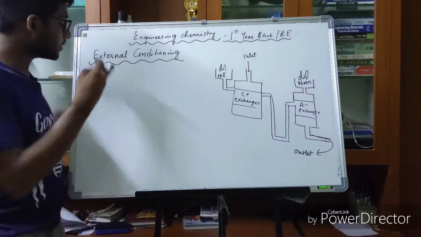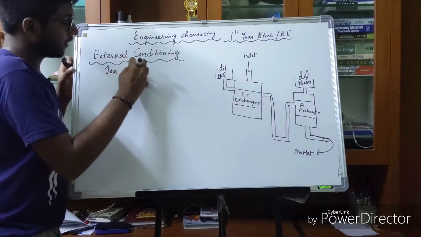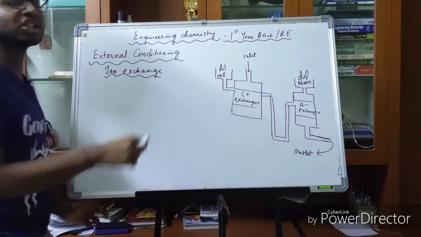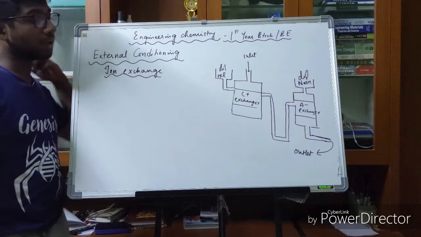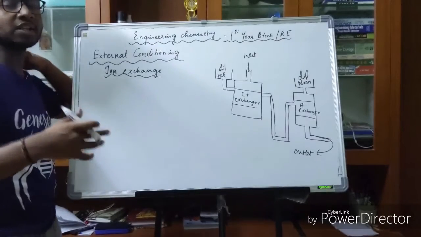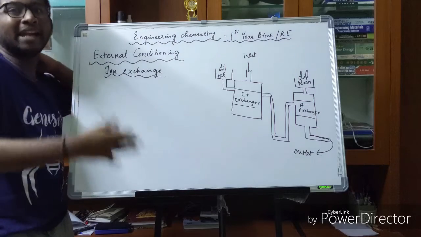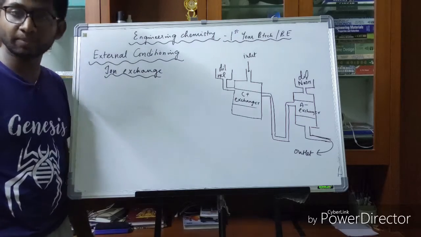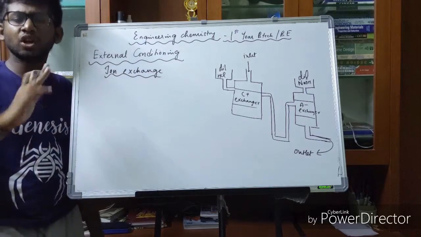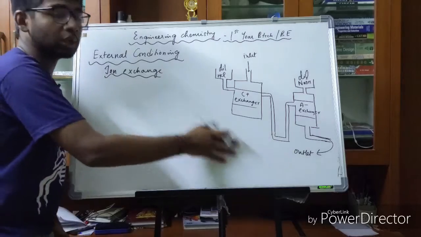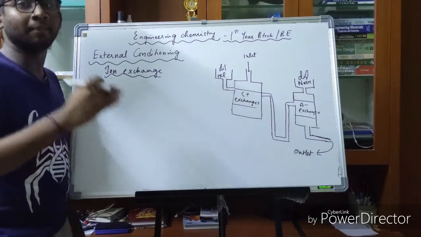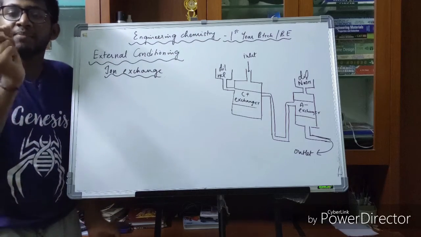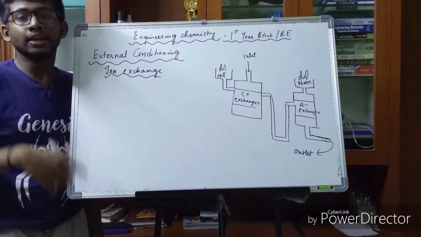I have not written the name, so let me just write it: ion exchange process. The ion exchange process is very simple. First we need to know the main aim of this process. The ion exchange process is known as the demineralization process. One thing we should not get confused about is that production of soft water does not happen here. You get demineralized water. You might say that both are the same, but there is a mild difference between demineralized water and soft water.